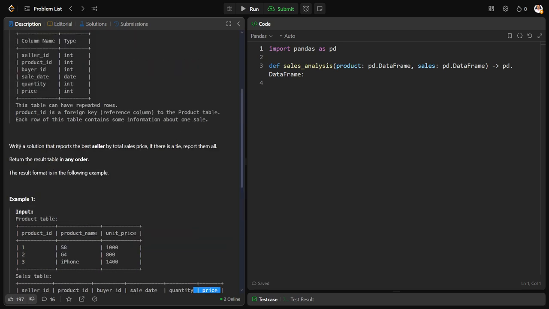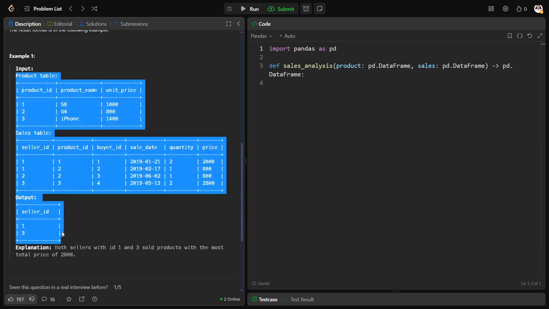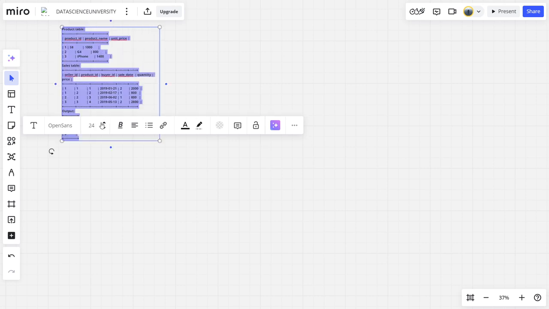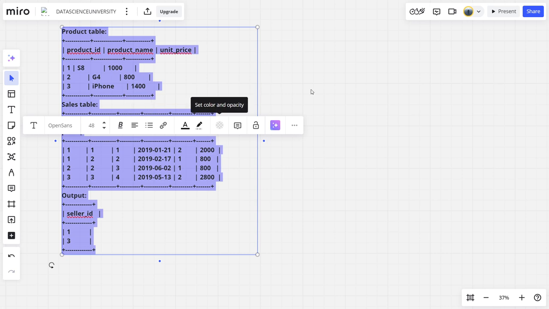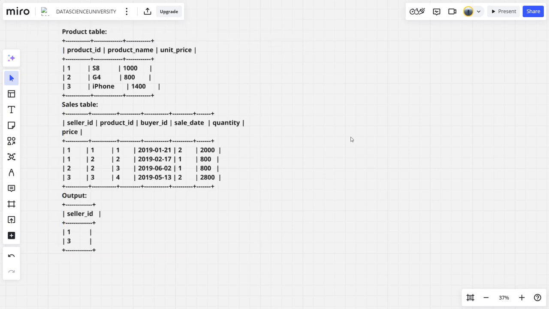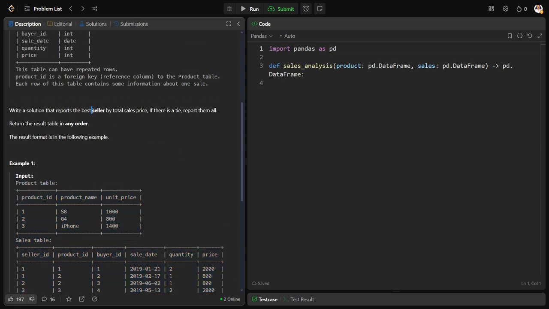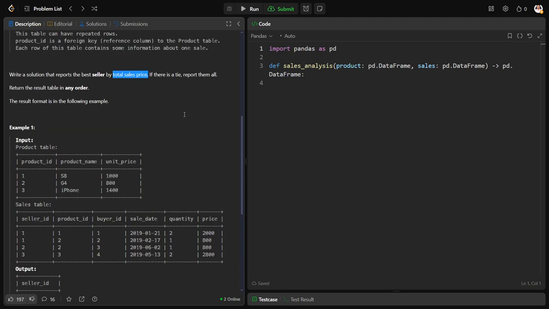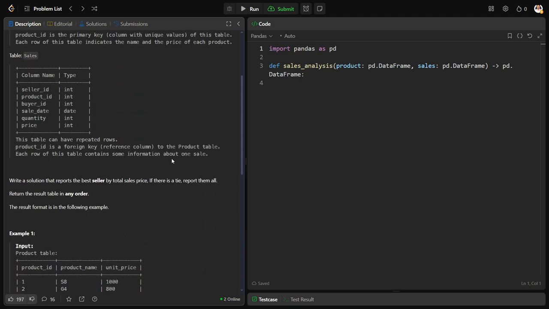Okay. Now, what is the question? Write a solution that reports the best seller by total sales price. If there is a tie, report them all. Let me read the question once again for you. They want the seller ID such that he should be selling the highest sales price, meaning the sum of everything which he sold, whichever he has sold, it should be the highest, right? Report by total sales price.